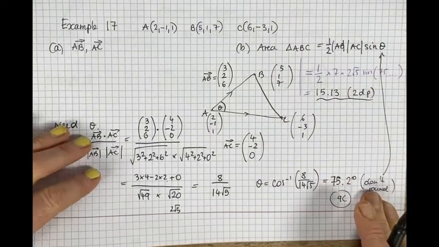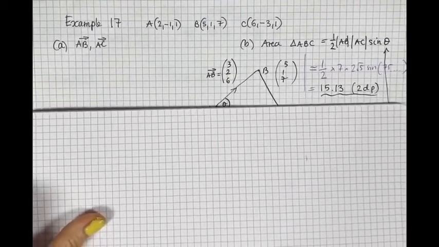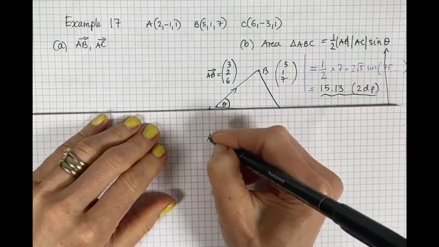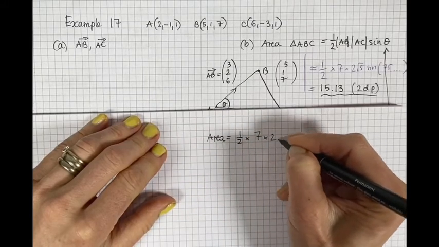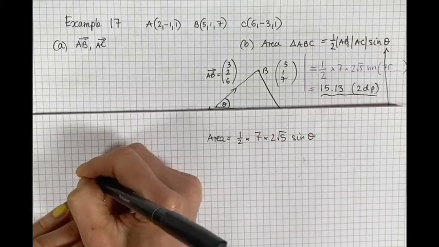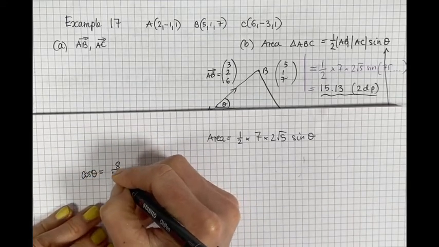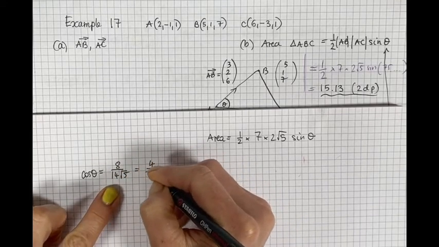Okay, now how would you do it if you were asked to find this area in exact form? And this is really important. The book doesn't deal with it in this example, so I will address it now. So what you've found so far is that the area is going to be a half times 7 times 2 root 5, and then times sine theta. But you found that cos theta from the previous part was 8 over 14 root 5. So let's cancel it down, 4 over 7 root 5.